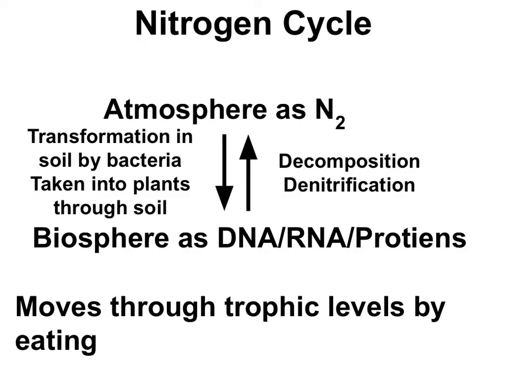Then plants take nitrogen in through their roots with water, and once inside of living things, nitrogen is an atom found in DNA, RNA, and proteins. Then nitrogen moves through the food web by organisms eating each other. And finally, nitrogen makes its way back into the atmosphere when decomposers break down dead things and waste through some chemical reactions that convert nitrogen back into N2 gas.